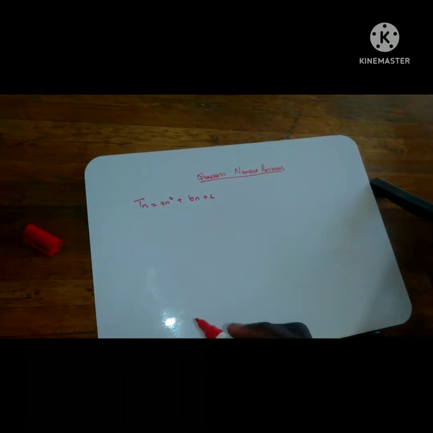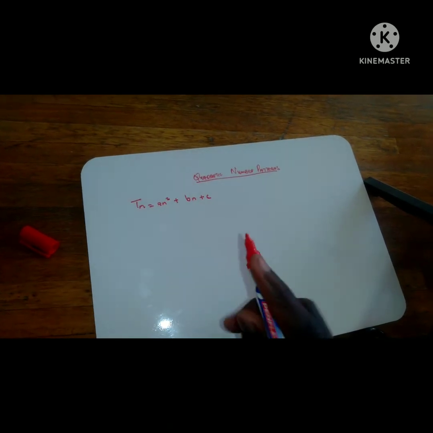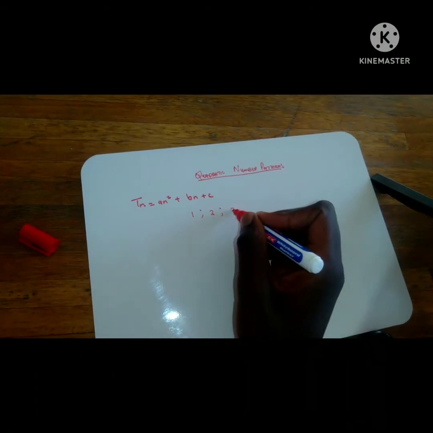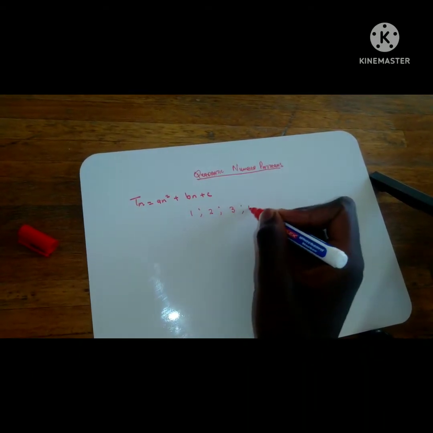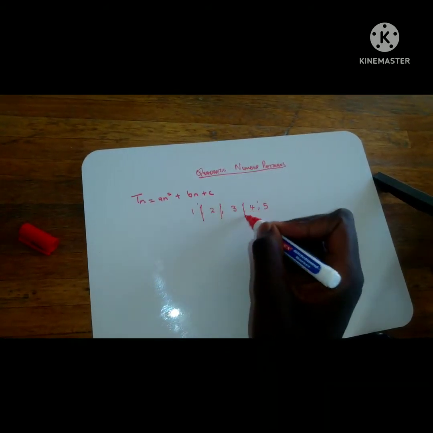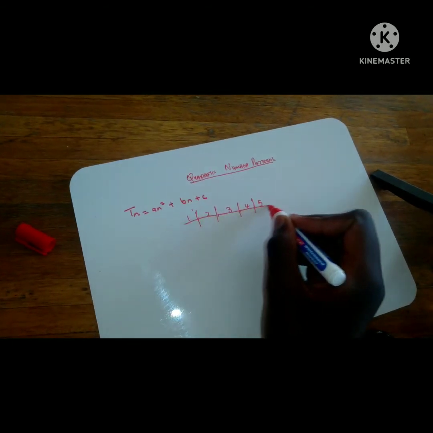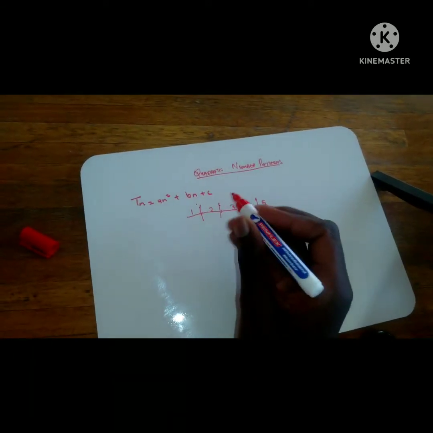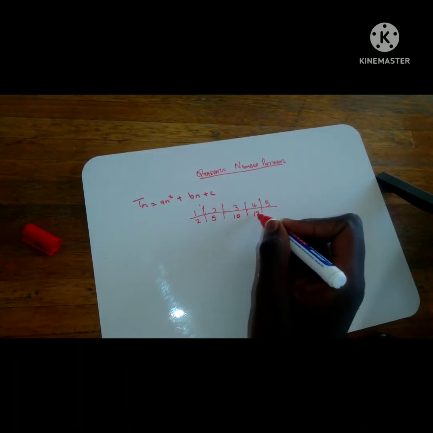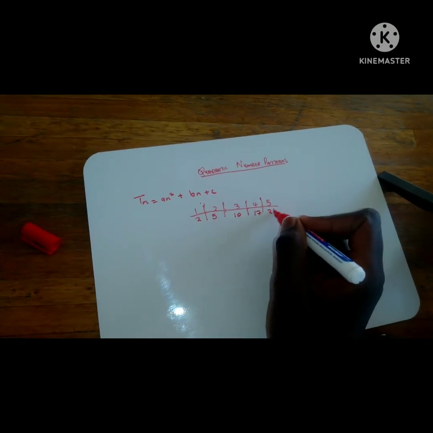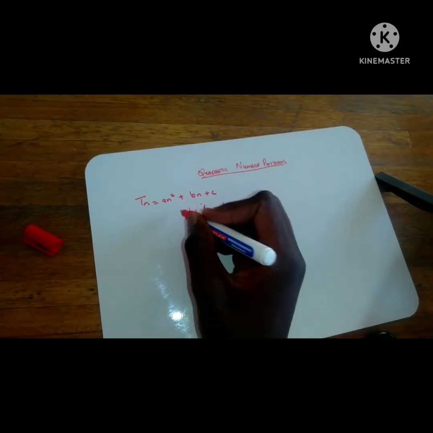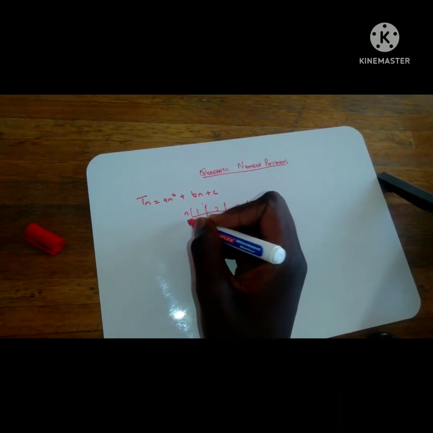Okay, so first of all, let's give one example. We've got 1, 2, 3, 4 and 5. This is the term number, and then we make a line here and draw a table-like structure. At 1 we've got 2, then 5, 10, 17, and 26. The first thing you should notice is that this is the term number and this is the term position here.